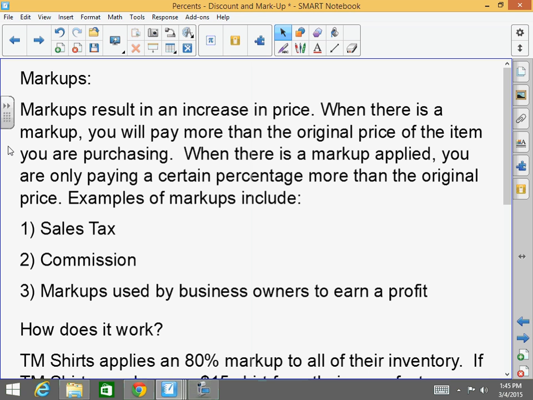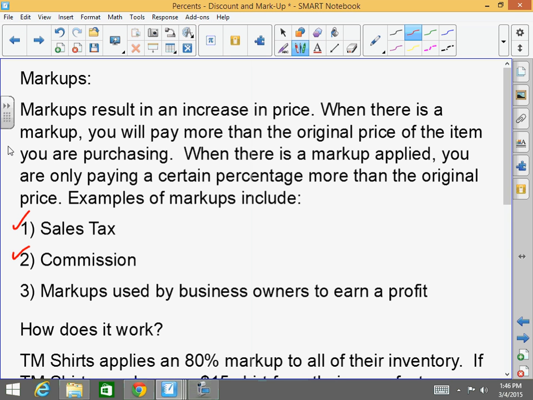Examples of markups that you see every day. Sales tax. You go out to dinner, you got to pay tax. You buy a shirt, you got to pay tax. Buy a car, you got to pay tax. Buy a house, you got to pay tax. Buy a video game, got to pay tax. So sales tax, that's a markup. That adds money to your purchase. Commission. Commission is when you have a sales job and you make a certain percentage, okay, of your sales.